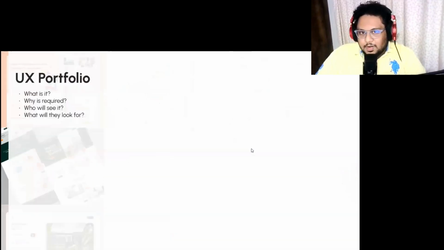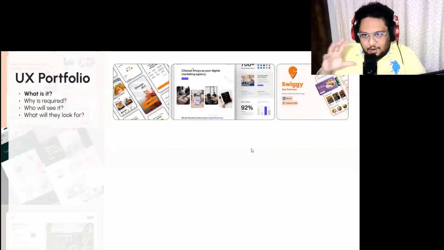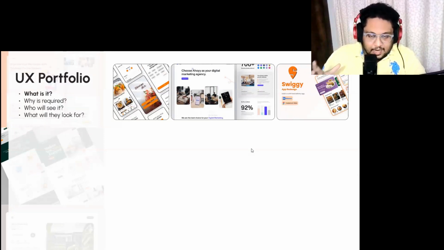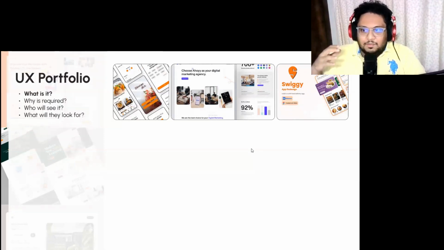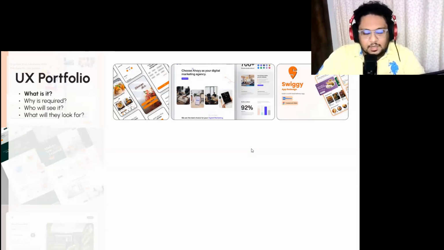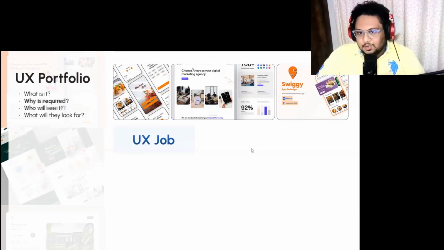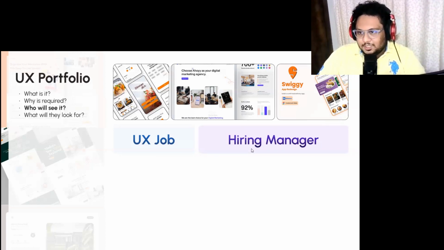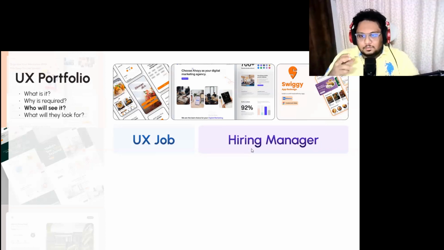So now if we look at it, it's just a collection of documents of what we have done, like a bank, right? So it's a bank of all the projects. Now who will be looking at this, or why are we creating this, right? We want to move on to our next job. So who will actually see this portfolio? It's the hiring manager who is responsible in different companies, right?